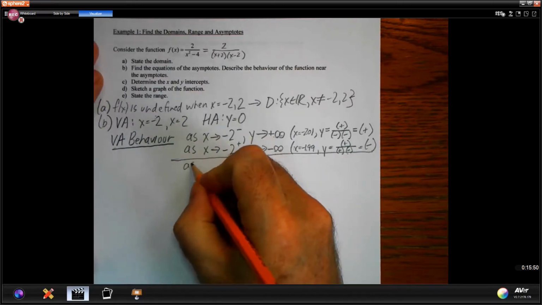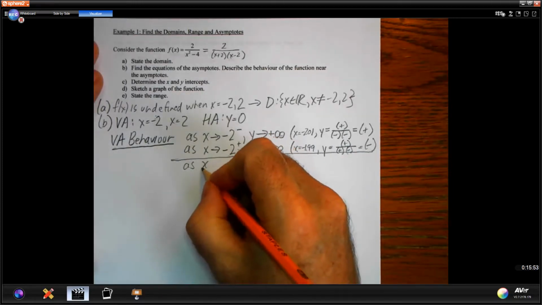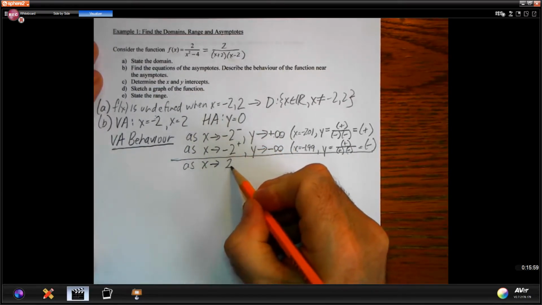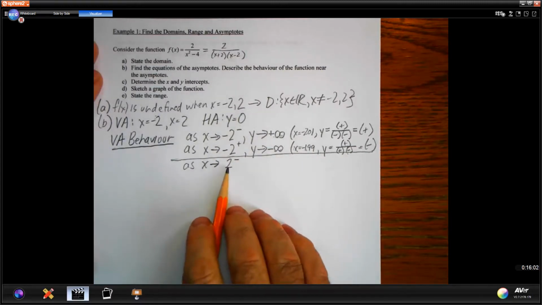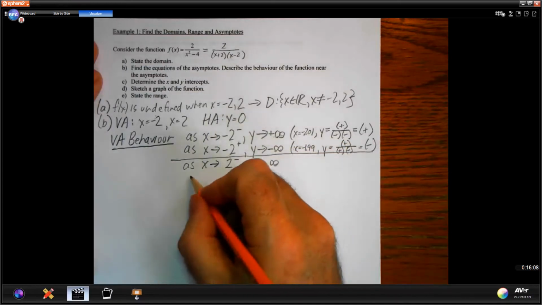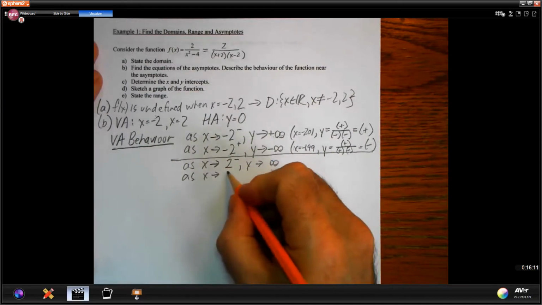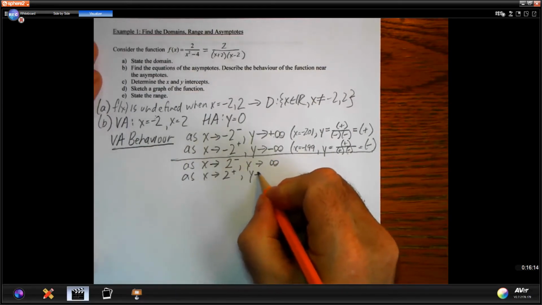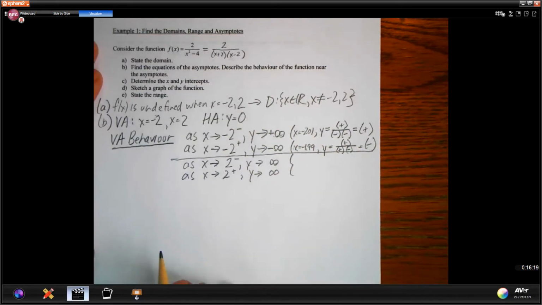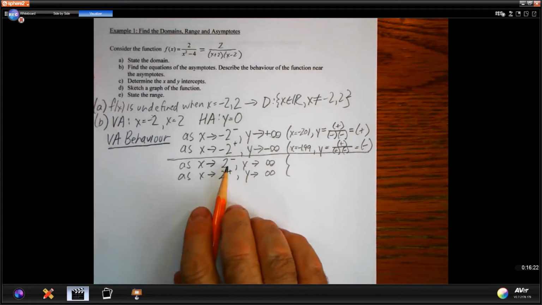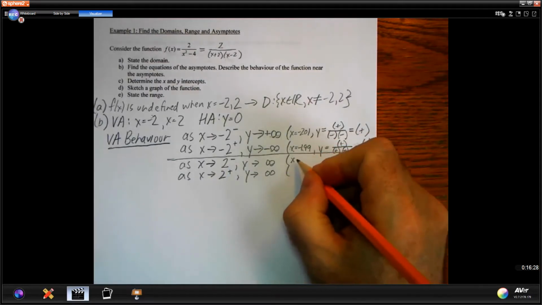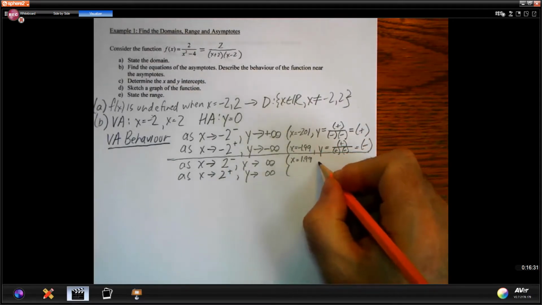Now we do the same process for the other vertical asymptote, which is at +2. So again, as x approaches +2 from the negative side, y will approach some form of infinity. And as x approaches from the right side, the positive side of 2, y will also approach some infinity. And again, we're going to figure out, is that positive or negative? Okay, so if I'm approaching 2 from the left side, that would be slightly less than 2, so we'll use +1.99.